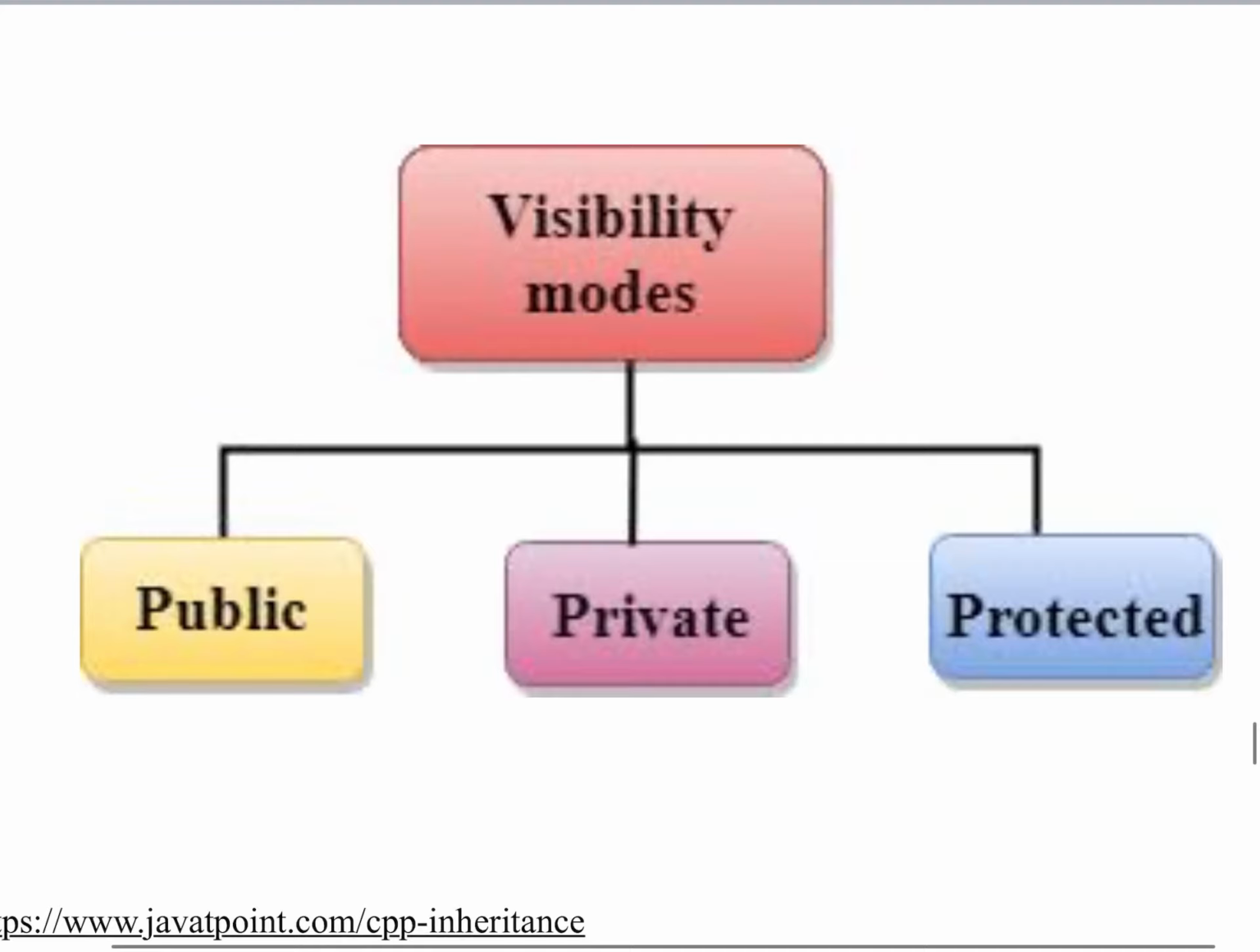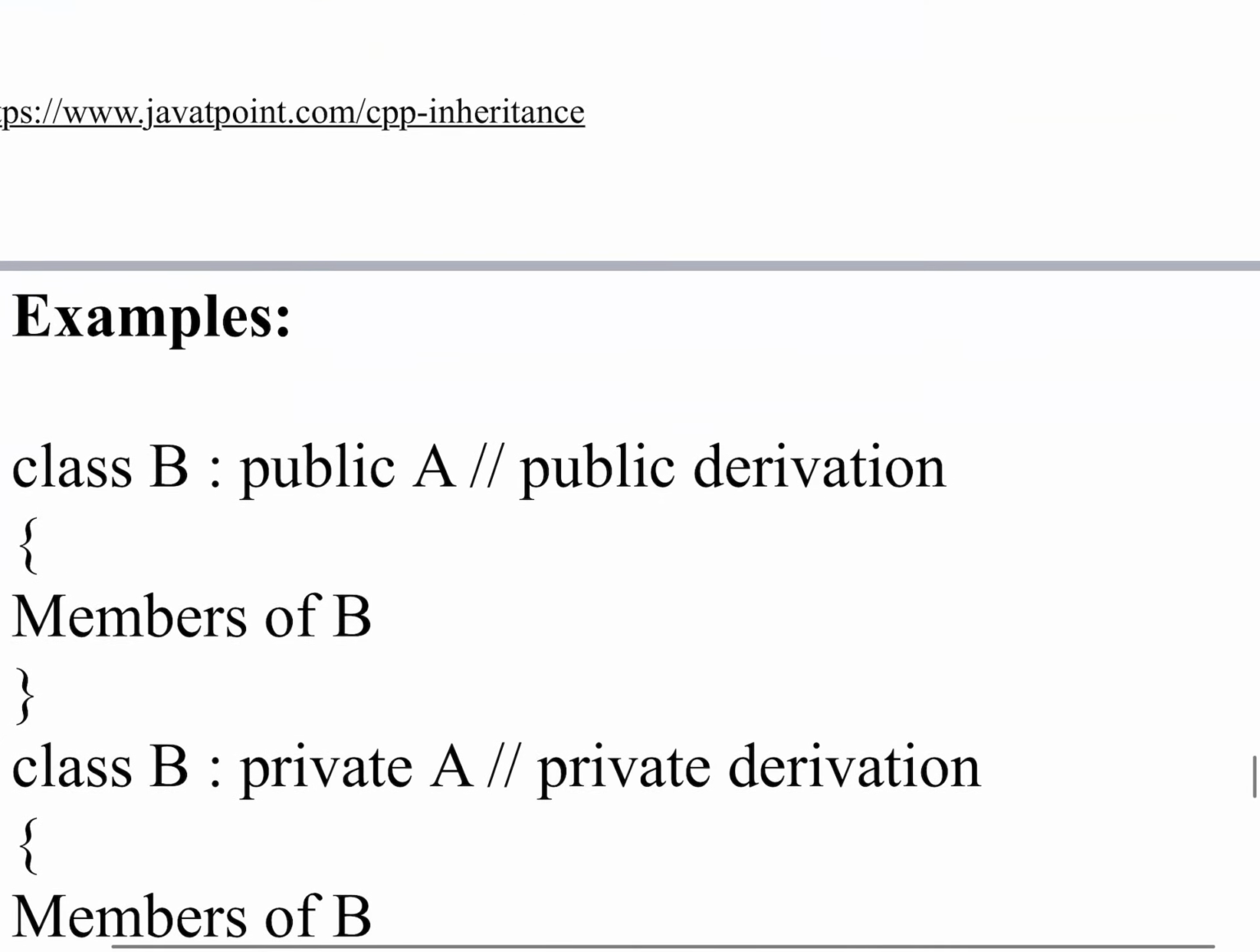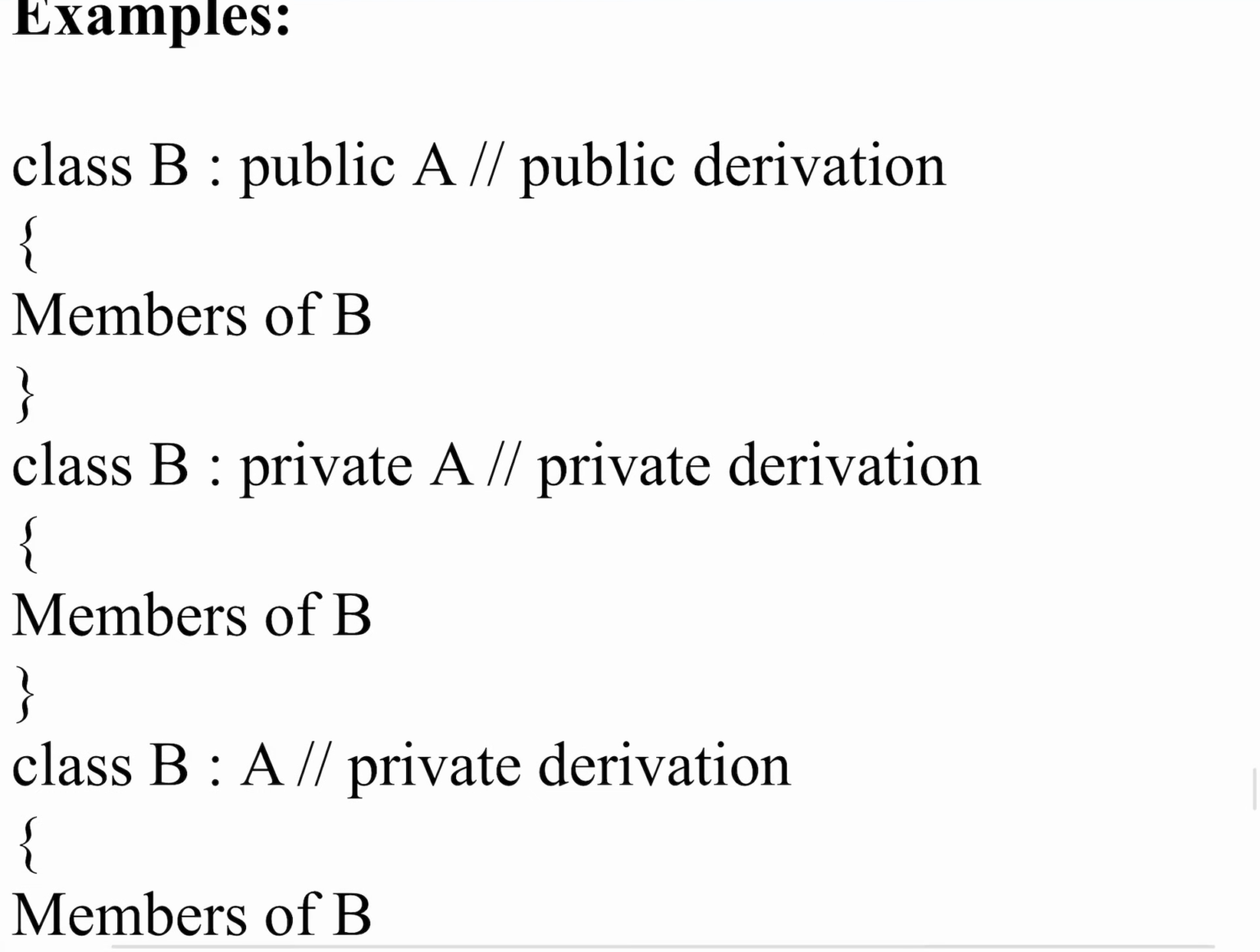This is the graphical representation of the public derivation, private derivation and protected derivation. Here I have shown an example of how to derive from the base class as a public derivation or private derivation. Class A is a base class, and class B is derived publicly from A. So this is the public derivation. Class B colon private A is the private derivation. If we do not write private, by default it is private derivation.